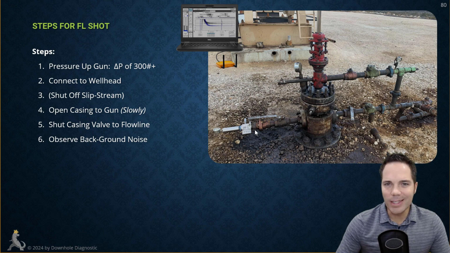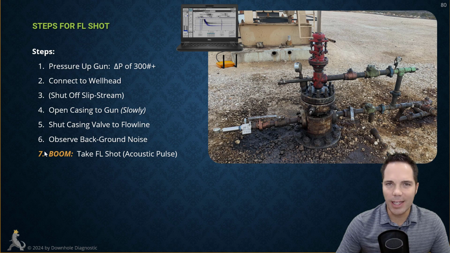This is a wireless gun right here. I've got my laptop hooked up with my wireless communicator for the Echometer system, and it's communicating with Bluetooth here. I'm going to look at the background noise before I take the shot. Once I'm satisfied that it's low enough or I don't need to adjust anything, I'm going to go ahead and take the shot. Boom. At that point, I release the pressure pulse, which is going to travel downhole. This is our acoustic pulse. It's going to come back to the microphone, and I'm going to have my acoustic trace, and I'm going to verify then that I have a good fluid level kick.